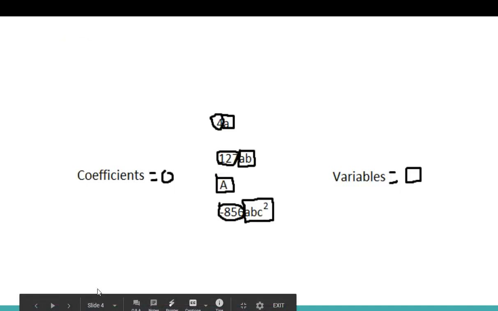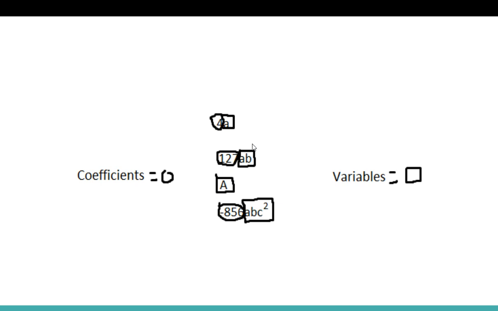Example: things surrounded in a circle are coefficients, and things surrounded in a square are variables. So for 4a, a coefficient is a number, and the number comes in front of the variable. So in this, 4 comes in front of the variable a, and it's also surrounded by a circle, which means 4 is the coefficient. A is a letter, and it comes after the coefficient, so it's a variable.